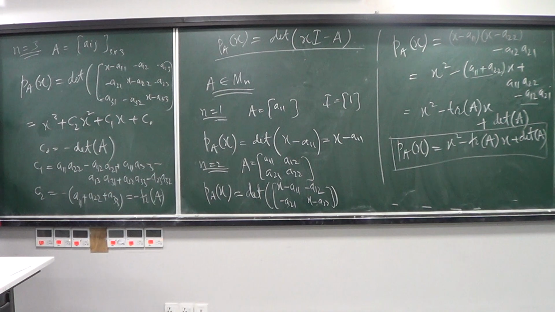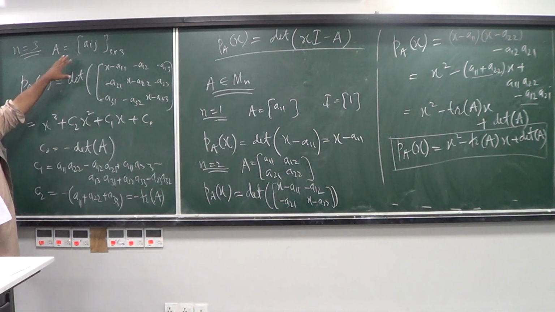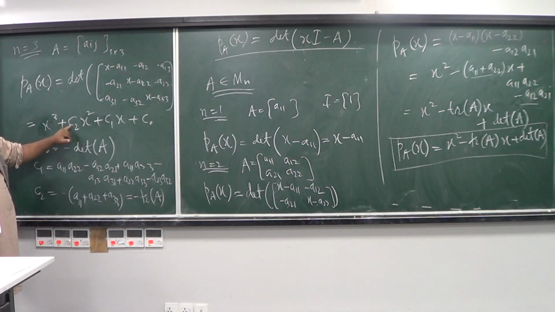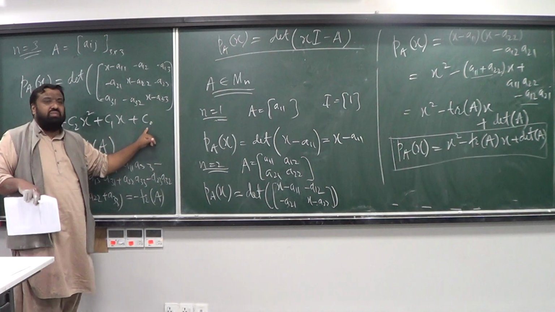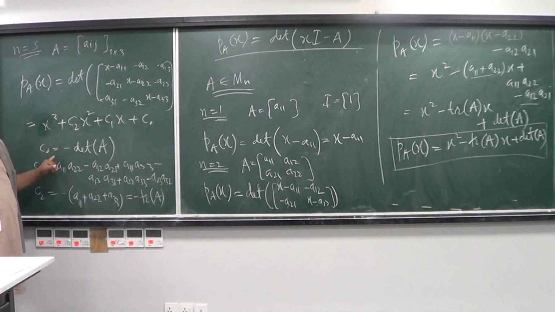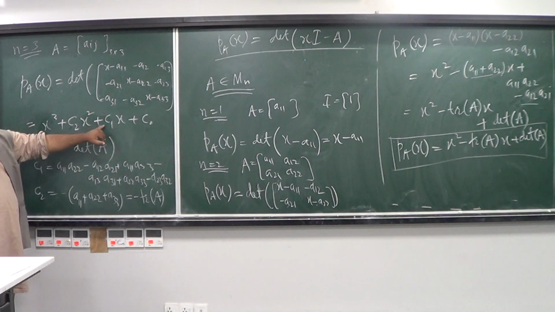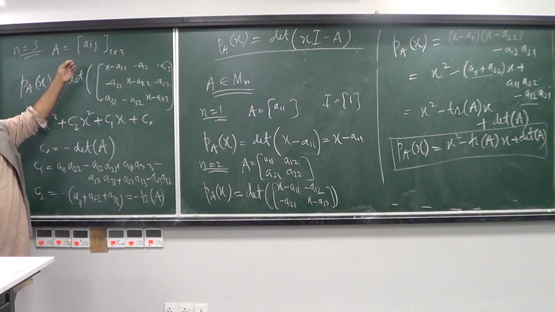So what does this actually show? I'm going to write a theorem, but I'm not going to prove it. It says that if you have an n by n matrix, the first term is going to be x to the power n. The next term, c(n minus 1), is going to be minus the trace of the matrix always, and the last term is going to be the determinant of the matrix A, with a plus or minus sign, while all other constants are numbers in terms of the entries of A.